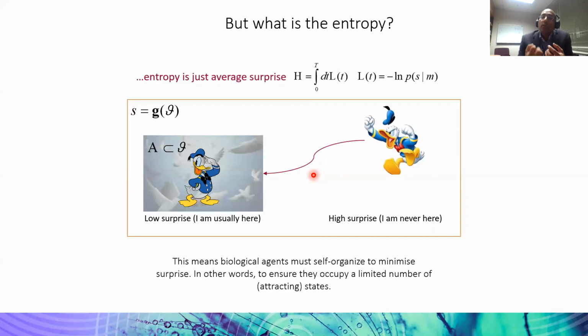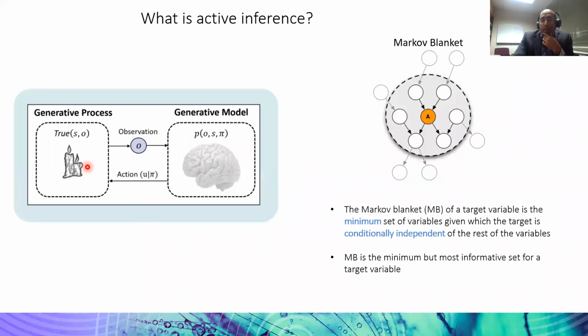These are just the last one or two slides before I finish. What is active inference? I'm just trying to show here that there's something happening in the real world, a true event. There are candles which are burning, and they have a certain state. This is what we call a generative process.